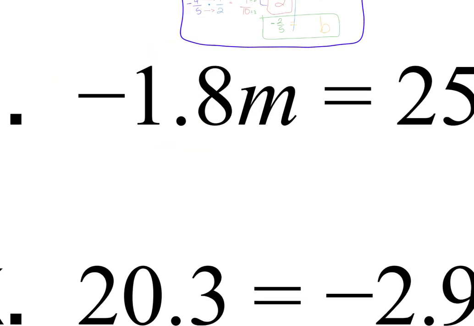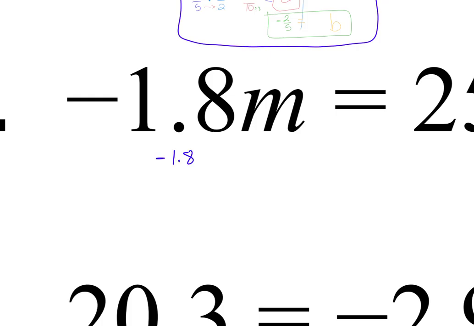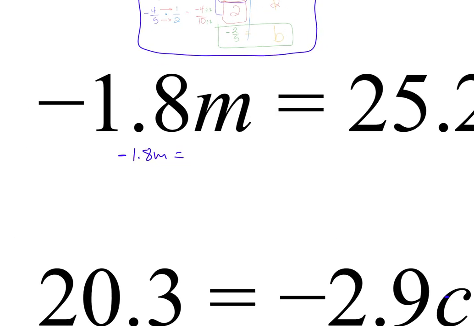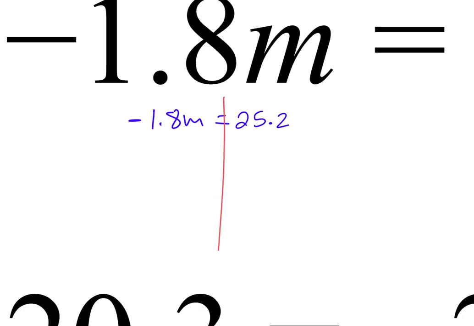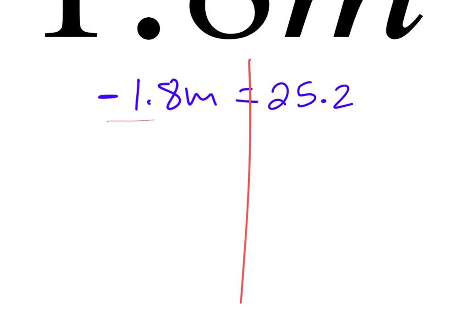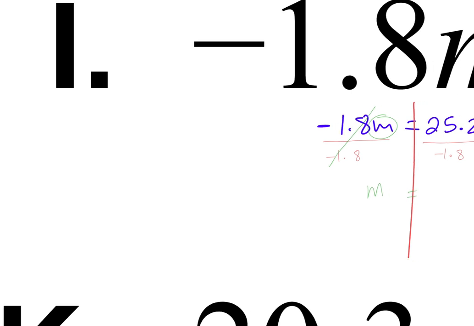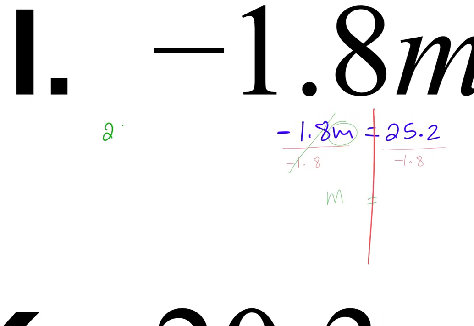Letter I, negative 1.8m equals 25.2. M is being multiplied by negative 1.8, so I'm going to divide by negative 1.8. The negative 1.8s cancel, leaving me with m. And now you need to remember how to divide with decimals. So 25.2 is being divided by negative 1.8.